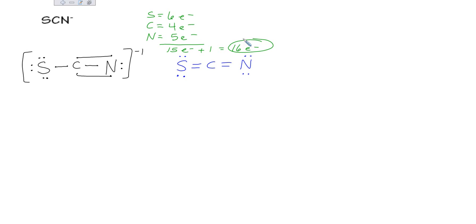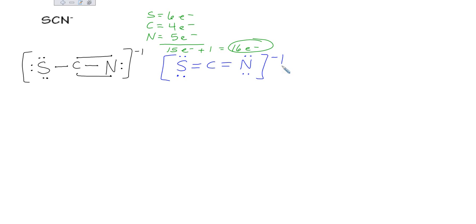So for kicks, let's just double check our first structure. It had octets, 2, 4, 6, 8, 10, 12, 14, yep, 16. That first one is good. 2, 4, 6, 8, 10, 12, 14, 16. This one's good. So we'll make it official. -1.